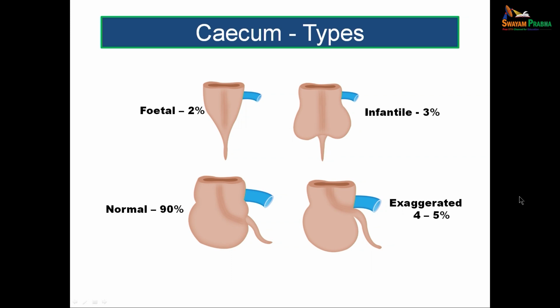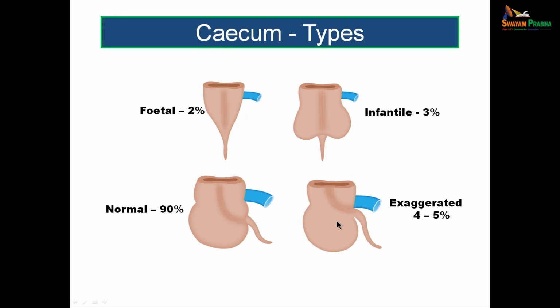Now, let us look at the types of cecum. You find fetal cecum in 2% of the population, where the cecum is in the form of a cone, and the appendix is attached to the tip of the cone. The next common type is infantile cecum, which is found in 3% of the population, where you find a quadrate cecum with a depression at the bottom and the appendix attached to this depression. The most common type is the adult or the normal type of cecum, where the right saccule is larger when compared to the left saccule, and you find the appendix is about 2 centimeters below the ileum.